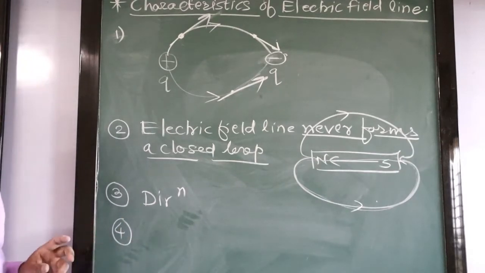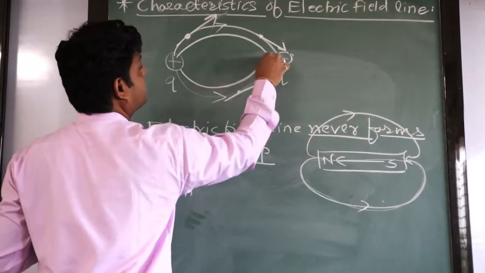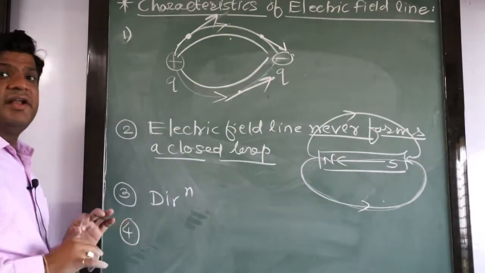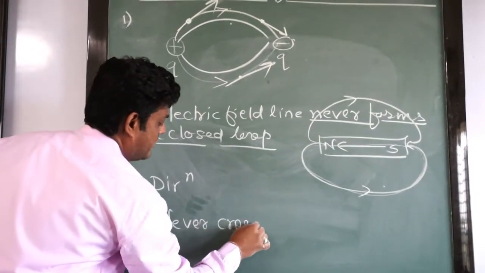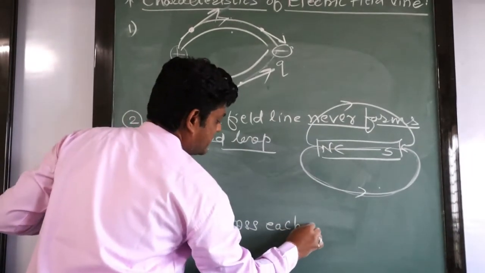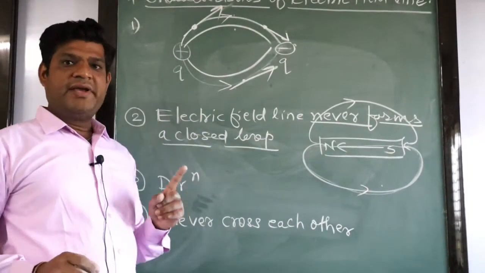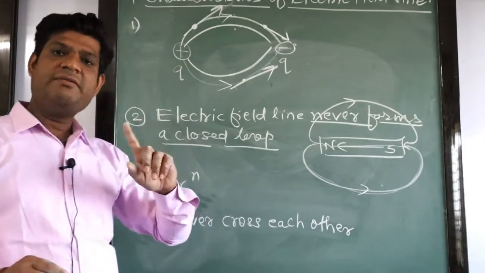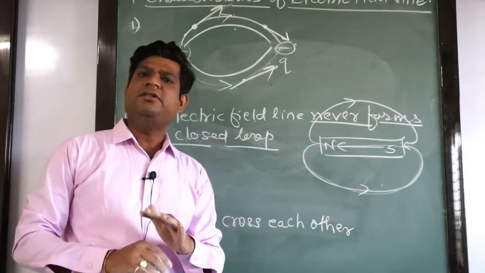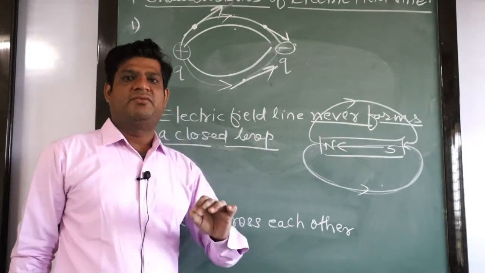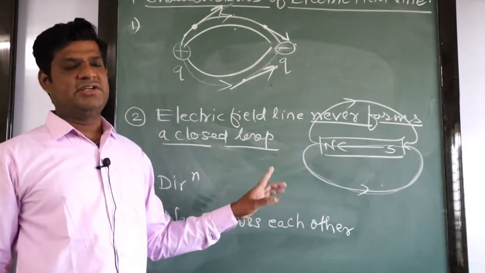The fourth point we can see is that electric field lines never cross each other. See, from one point we can draw only one tangent. If they crossed each other, then we could draw two tangents. But mathematically it is not possible to draw two tangents from the same point. That's why electric field lines never cross each other, right?